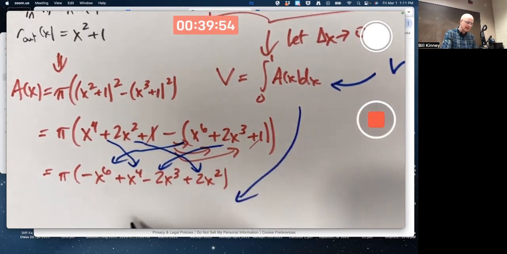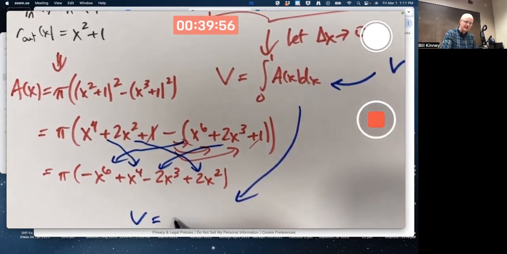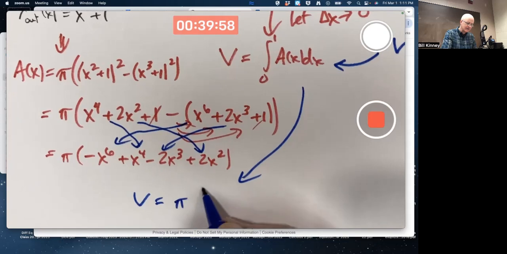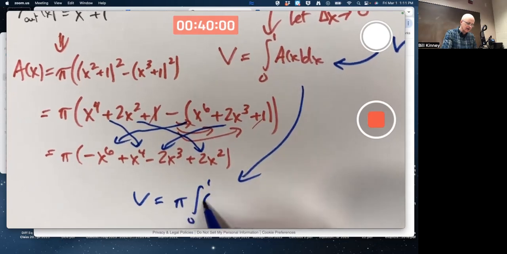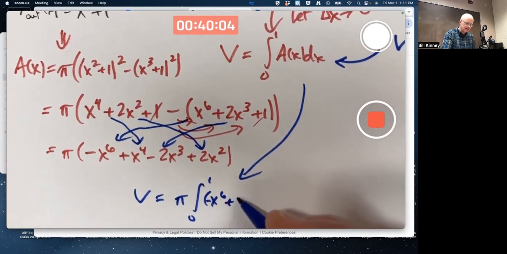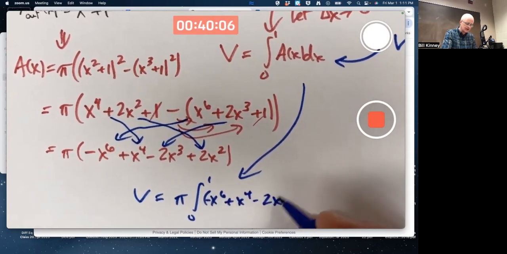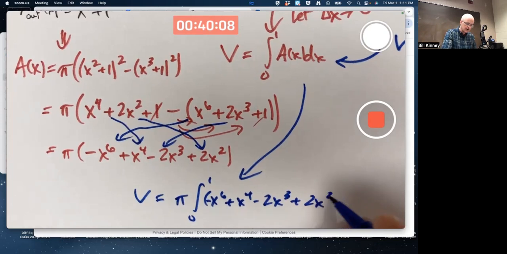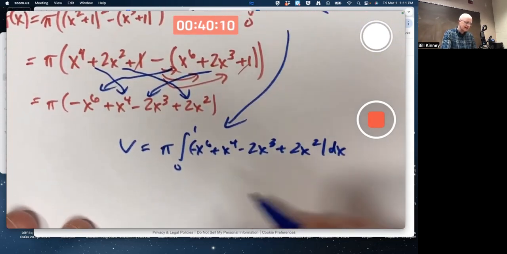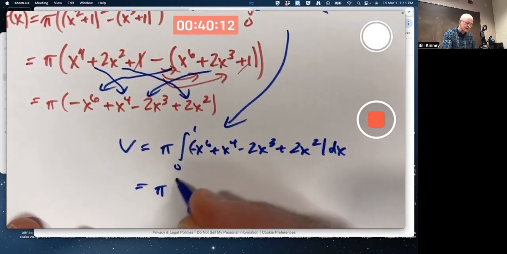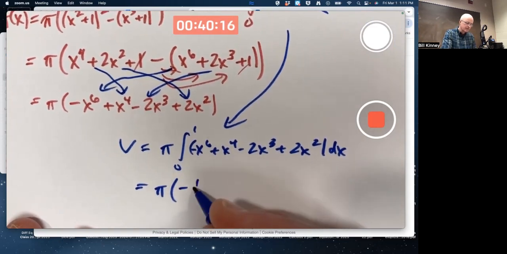Getting close here, that means the volume is going to be the integral of that. Factor the pi out. Pi times the integral from 0 to 1 of what I've just written here, negative x to the 6th plus x to the 4th minus 2x cubed plus 2x squared. This integral is not as hard to do as you might guess initially because of the 0 to 1.